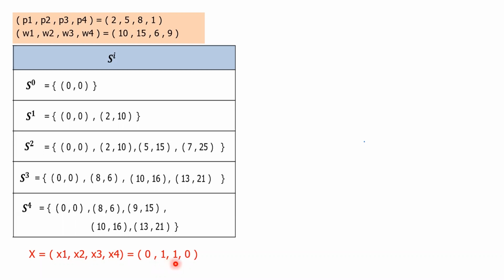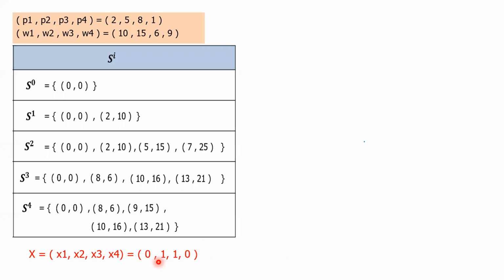X3 is also equal to 1, so item 3 is included into the bag. Item 4, x4 equal to 0, that means item 4 is not included into the bag. So I have decided that out of the given 4 objects, I have selected only objects 2 and 3 for filling into the bag, because that is an optimal solution and that will give me the maximum profit.